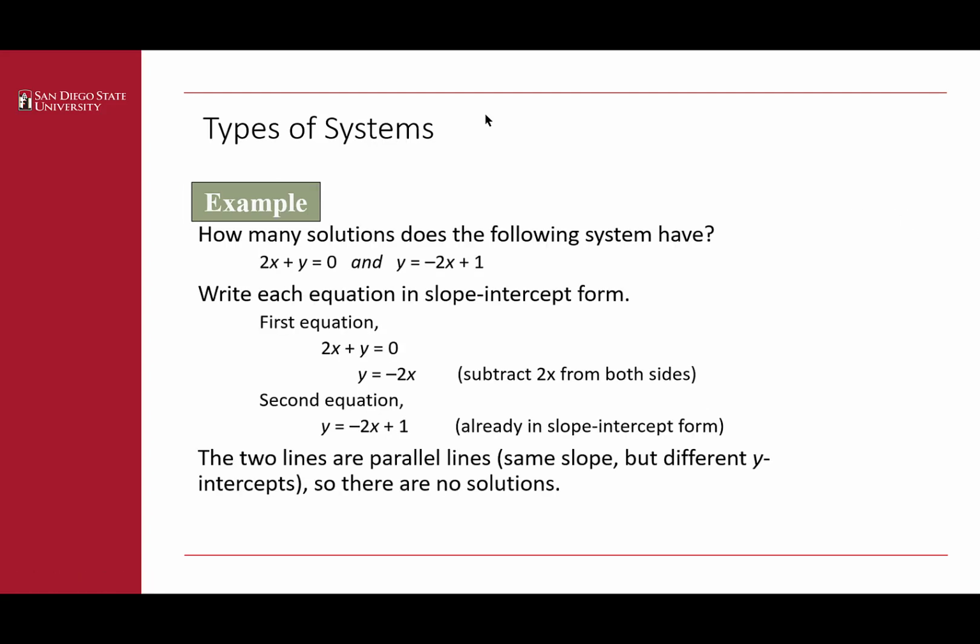We have another one here. The first equation becomes y equals 2x, and the second one becomes y equals minus 2x plus 1. Here, even though the y values are different, their slope is the same. So this means that these two lines are parallel lines because they have the same slope but different y-intercepts. This means that there are no solutions for this system.